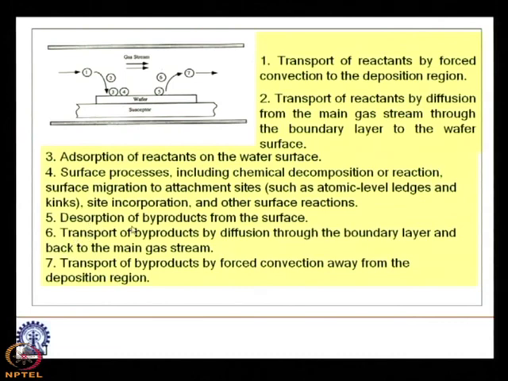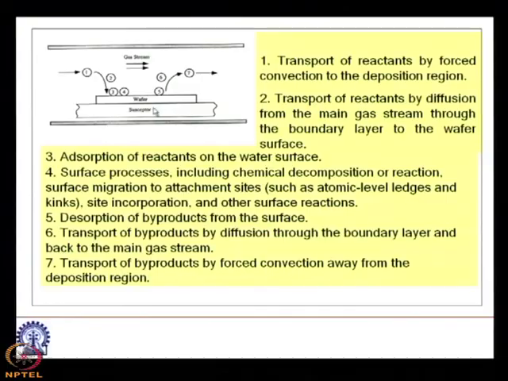Number 5 is the desorption of byproducts from the surface. Byproducts mean when silane is converted into silicon, there may be some byproducts. I shall show you some reactions in the next class. What are the byproducts for a particular type of thing, I shall give some example in the next class. So, those byproducts will be desorbed from the surface, then transported to the main gas stream. What is the main gas stream? Main gas stream is hydrogen plus silane.